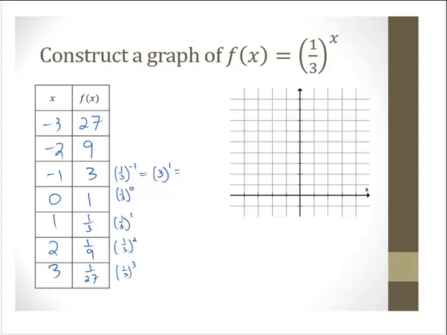Now, if we plot these points, I'm going to use the same scale. Let's see, we have negative 3, 27, that's off of our scale. Negative 2, 9. Negative 1, 3. 0, 1. 1, 1/3. 2, 1/9. 3, 1/27th. Now that looks pretty much like the graph we drew in the previous slide. It's just been flipped horizontally.